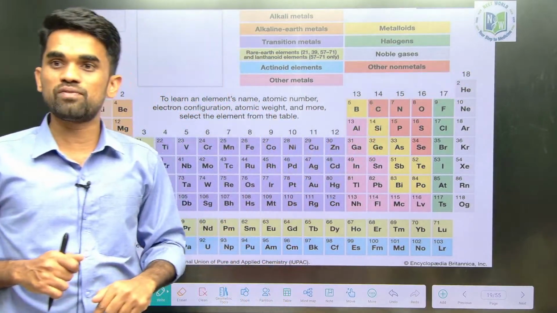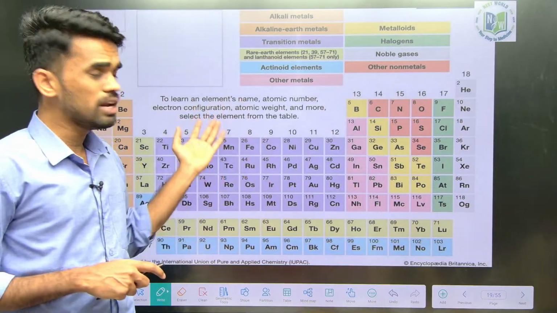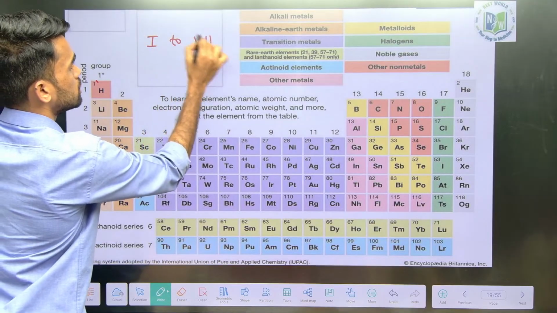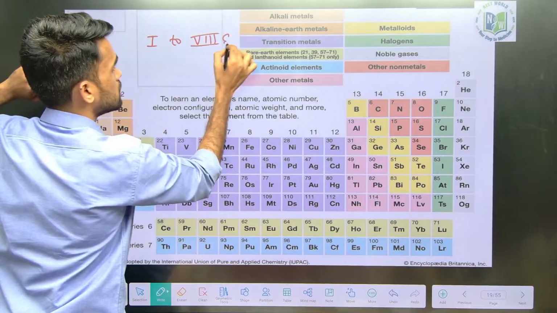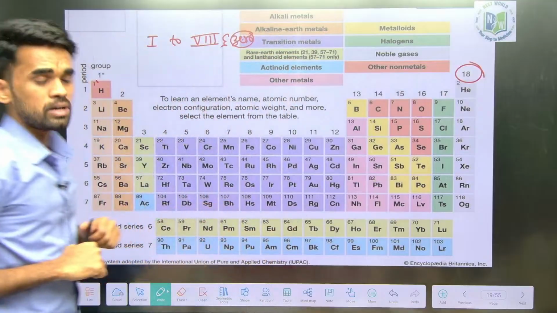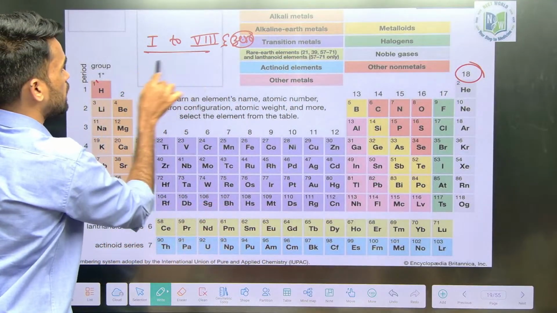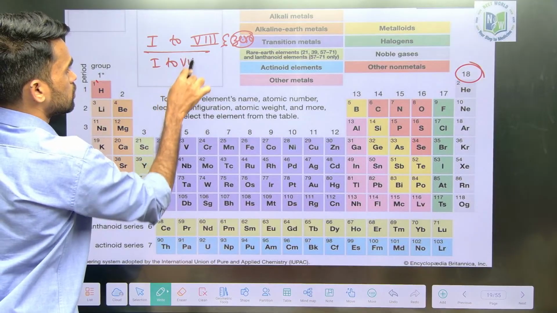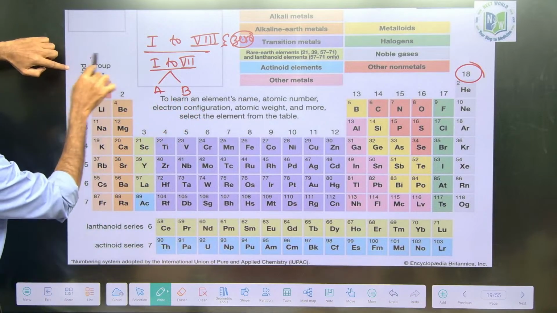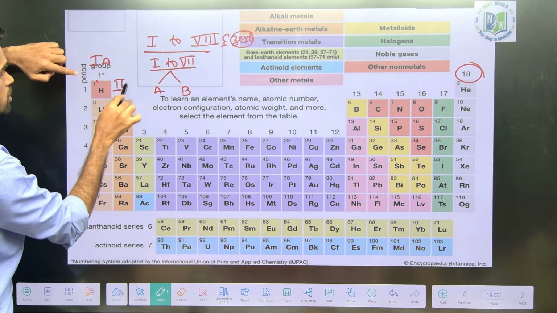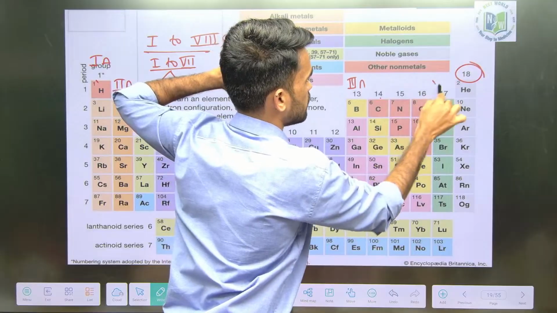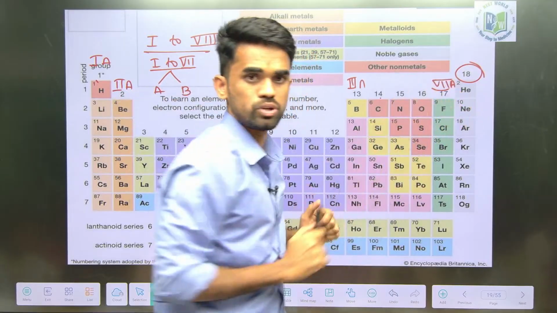Now, in the Mendeleev or normal classification, they considered groups 1 to 8 and 0. The 0 group is nothing but the noble gases. From 1 to 8, take 1 to 7 and subdivide them into A and B. This is 1A, this is 2A, this is 3A, 4A, 5A, 6A, 7A. Up to here it is 7A. Is this clear up to here?